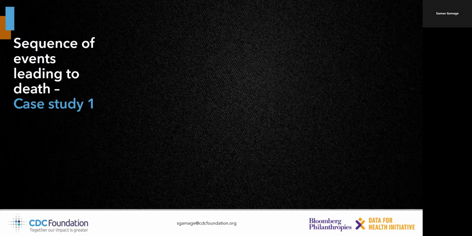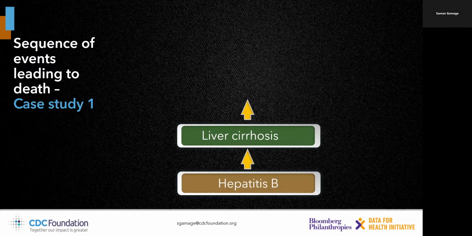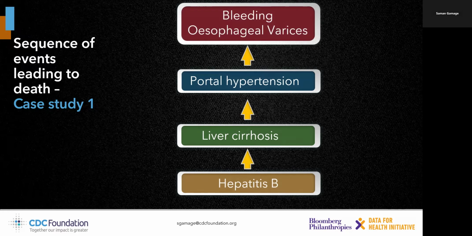So now we have all the knowledge to construct the sequence of events leading to death for case study 1. Hepatitis B would have caused liver cirrhosis, and liver cirrhosis is the reason for portal hypertension, and portal hypertension has led to bleeding esophageal varices. So this is the sequence of events leading to death: hepatitis B causing liver cirrhosis, liver cirrhosis causing portal hypertension, and portal hypertension leading to bleeding esophageal varices.